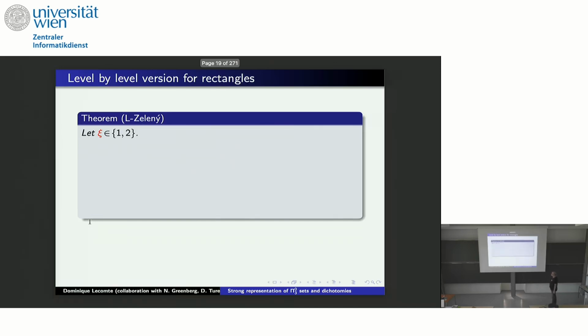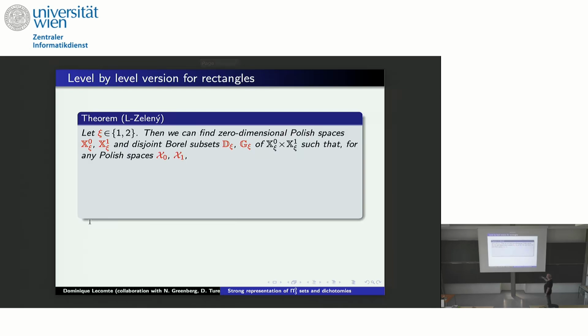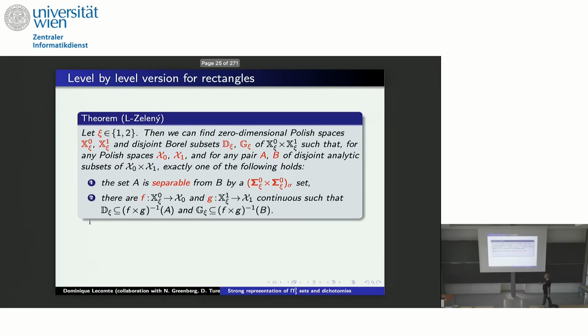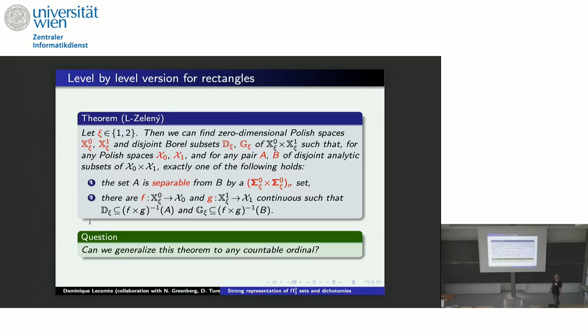So what about rectangles? We could do that for the first two levels. And again, it's similar. You have two zero-dimensional Polish spaces and disjoint Borel subsets of the product. So that, as before, if you take two Polish spaces and two disjoint analytic subsets, you have the corresponding dichotomy, but instead of having countable unions of Borel rectangles, we have countable unions of Sigma^0_xi rectangles. Apart from that, it's the exact same dichotomy. And again, what about the generalization?